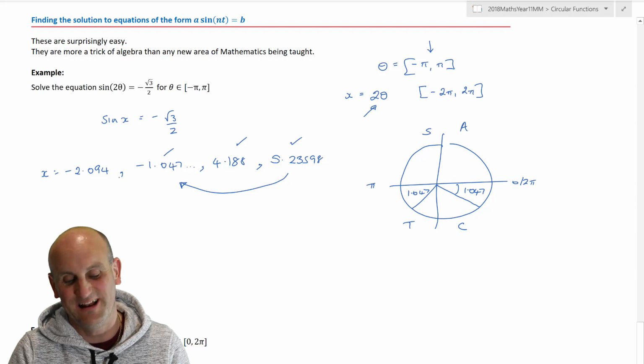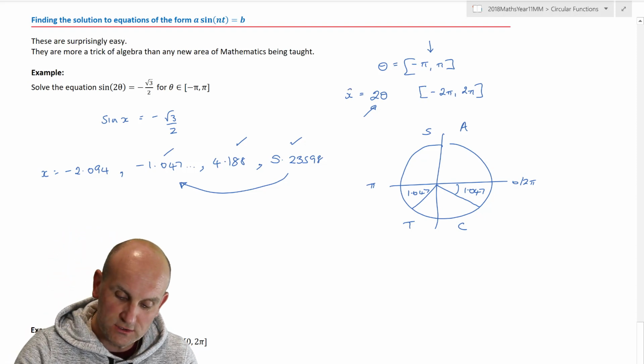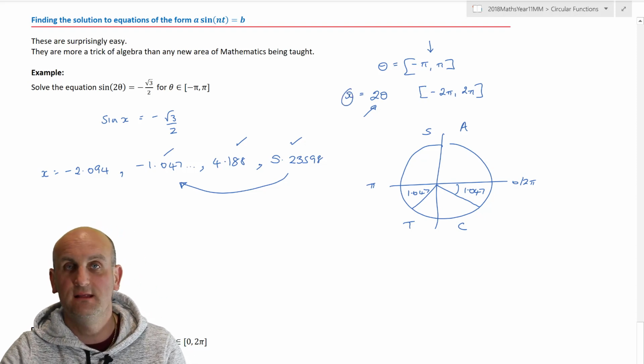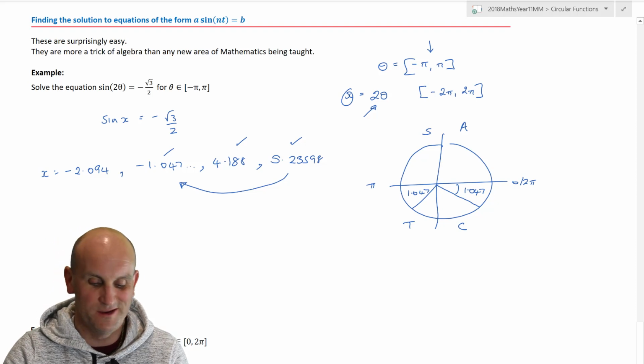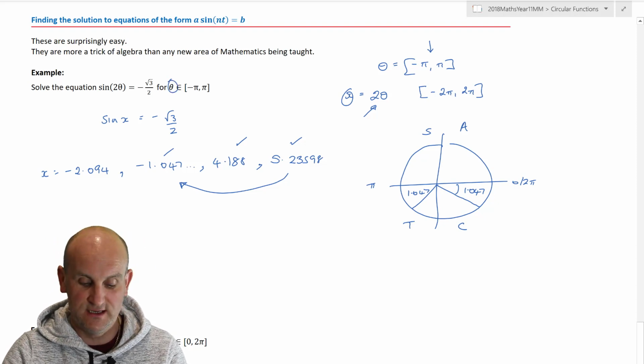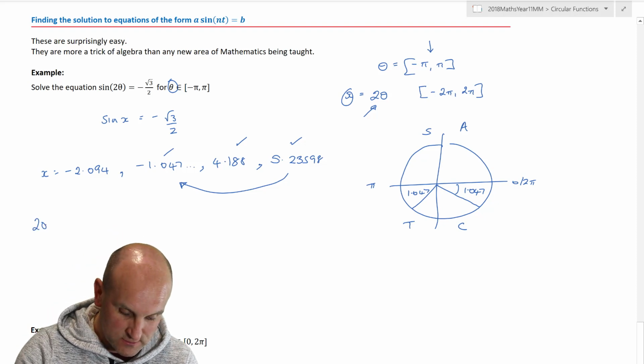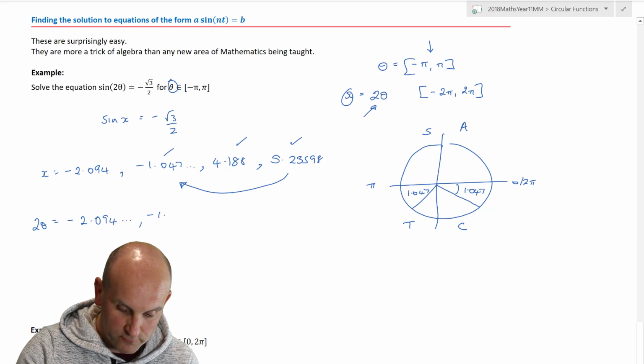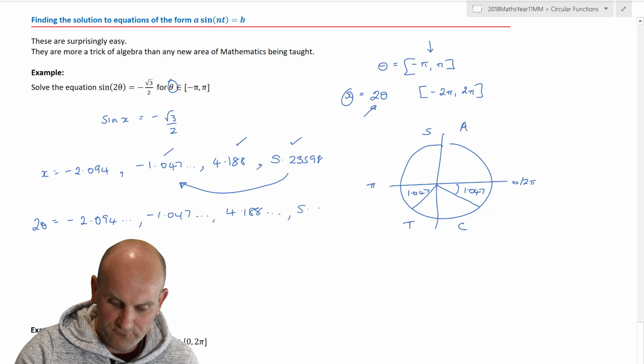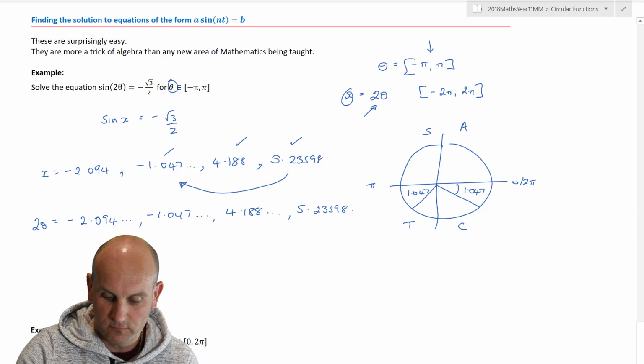And you might argue, well, that's the end of the question. I go, no, sorry, sadly not. Because remember, we were just solving it for x. We introduced this value of x, but the question wants solutions of theta. But hold on a moment. We know that x is equal to 2 theta. So I now know 2 theta is minus 2.094, minus 1.047, 4.188 and 5.23598.